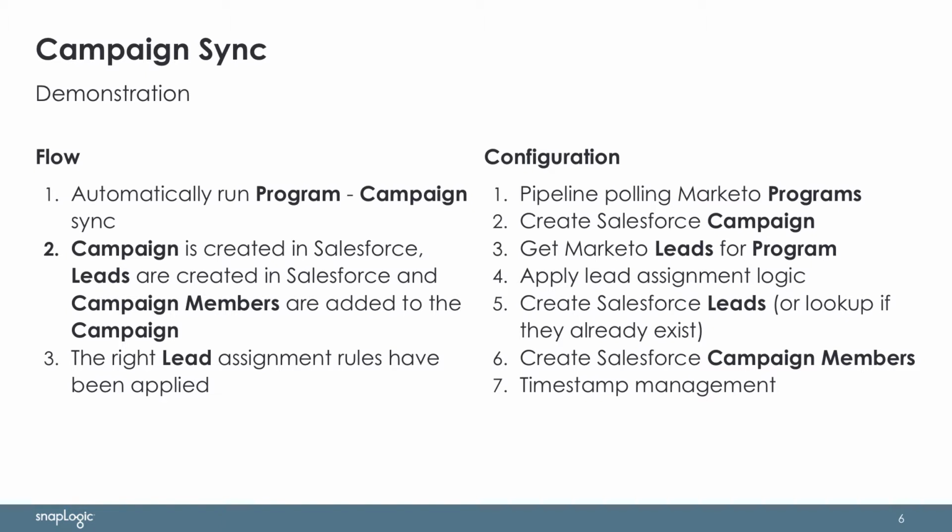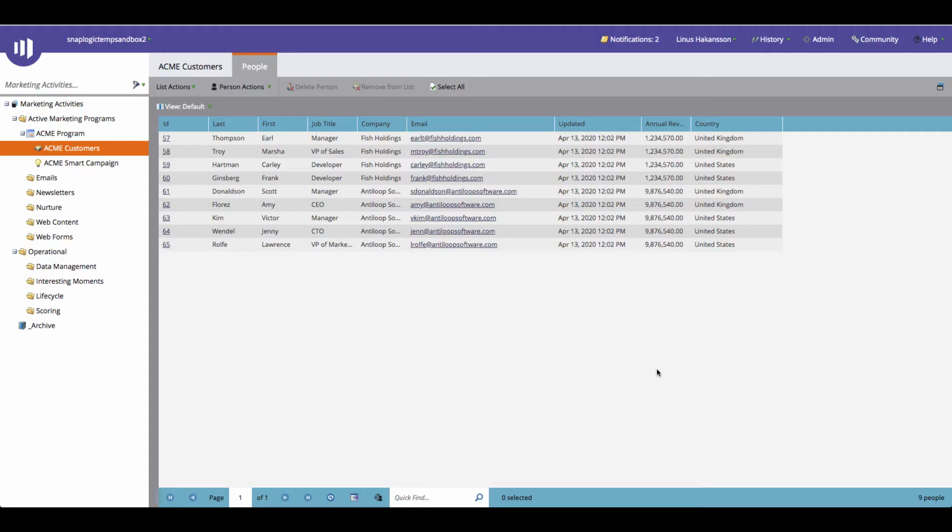If they already exist, maybe for another campaign, we obviously don't want to create them, but we will be looking them up instead and using their IDs when adding them as campaign members. So that's really the last part of the integration, to create those leads as campaign members to the Salesforce campaign. Now, as mentioned, we'll be doing this in a kind of batch pull mechanism, which means that we will have to manage timestamps to make sure that we're only getting the new unsynced campaigns, or rather programs, from Marketo. So let's start by having a look at how our Marketo setup looks.